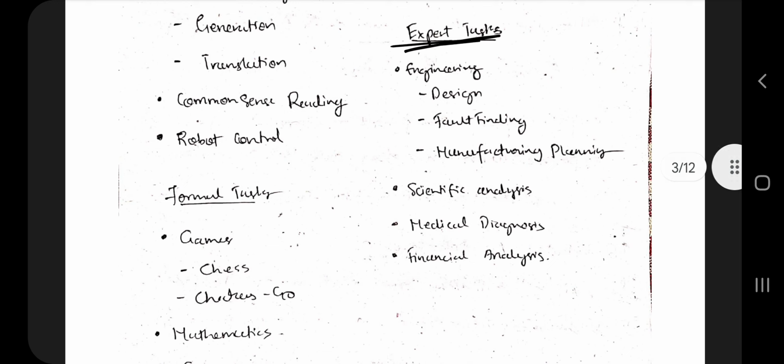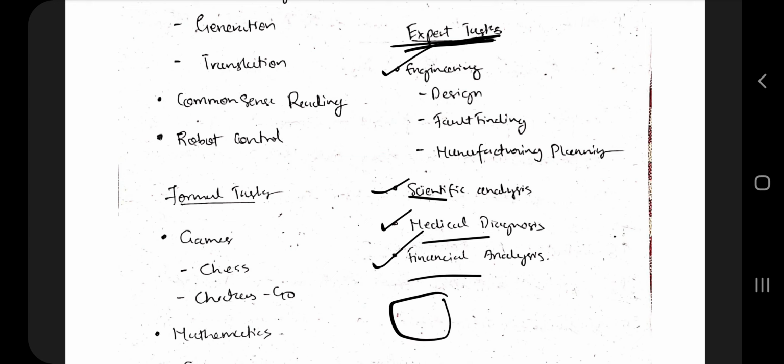And the third one is the output task. Okay, the expert task is the output task. Here we have engineering, scientific analysis, medical diagnosis, and financial analysis. Here the humans themselves don't know what the actual answers are. We depend on AI. We give the data to AI and tell it to calculate what trends and patterns it can find out and give us the answer.